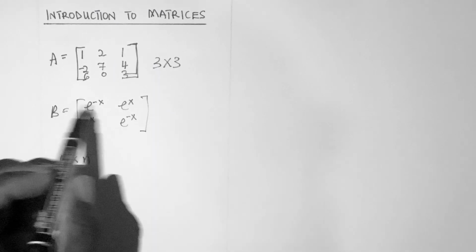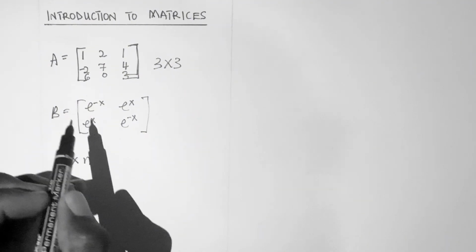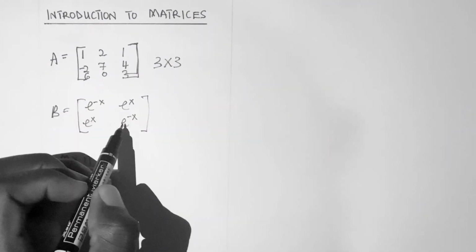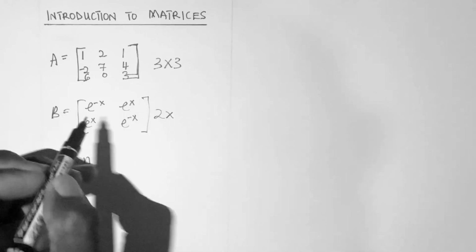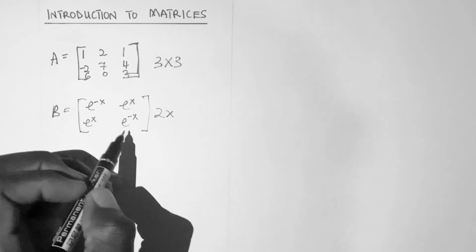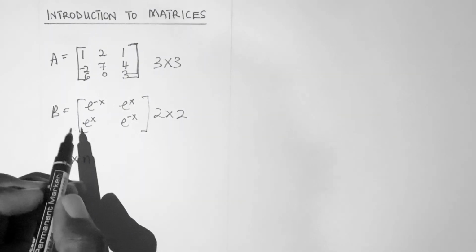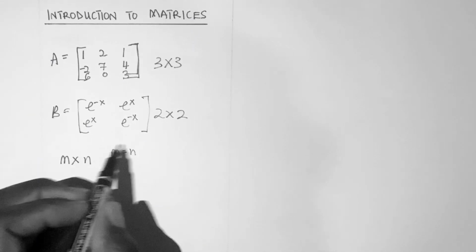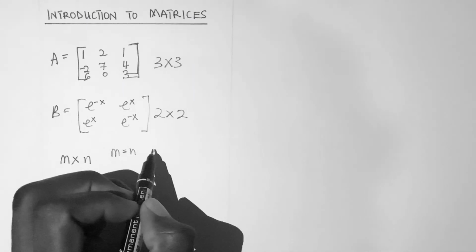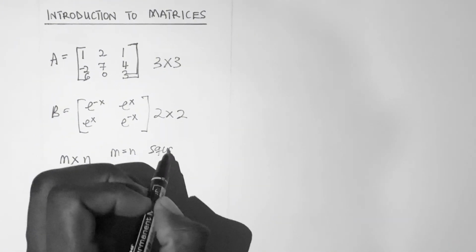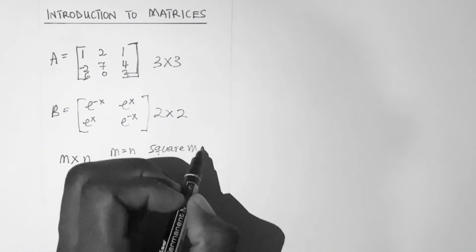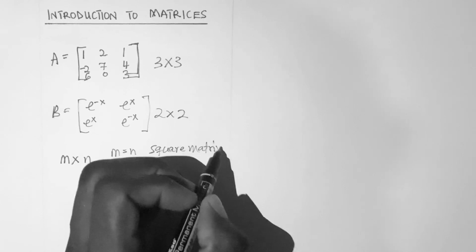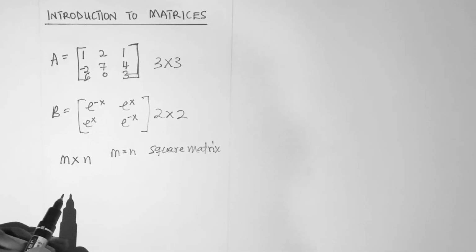Now let's come to this matrix B. This has 1, 2 rows, and then how many columns? 1, 2. A 2 by 2 matrix. Anytime m is equal to n for the order of a matrix, we call that matrix a square matrix. So a square matrix is a matrix that has the number of rows equal to the number of columns.